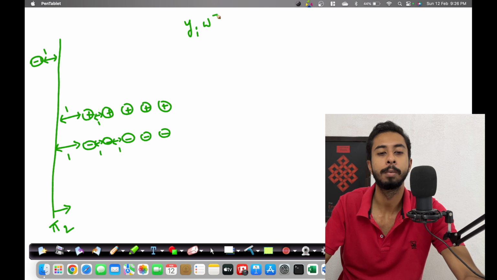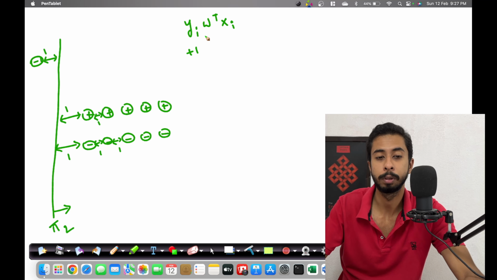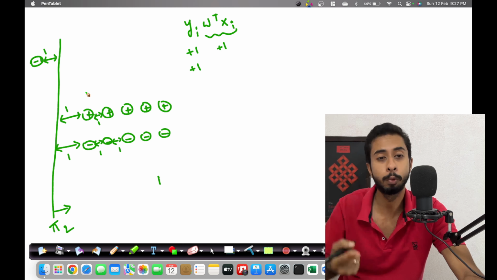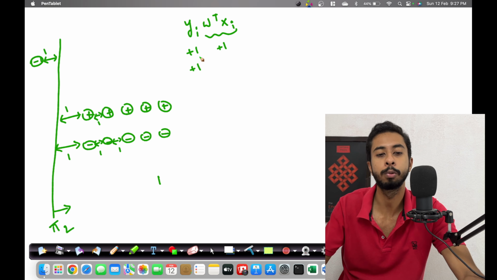Now what will be the result? So yi w transpose xi. How do we find this value? For this point, it is a positive point, so yi is +1. And what is the distance from the plane? It is again +1, so this is +1 into +1, so I can write here +1. For this point, yi is +1, and what is the distance? This is 1, this is 1, so 1 plus 1 is 2. So it is at a distance of 2 from the plane, so this is +2.